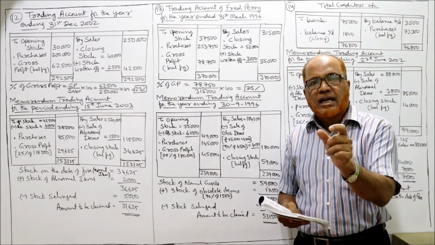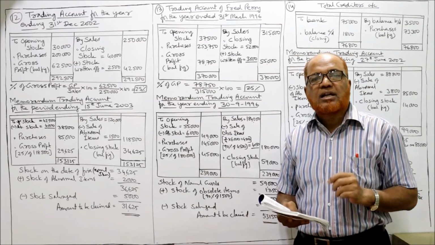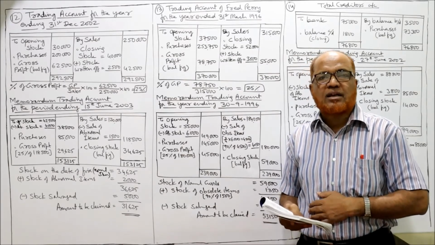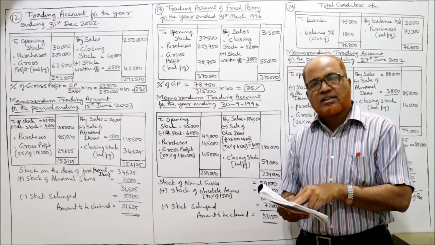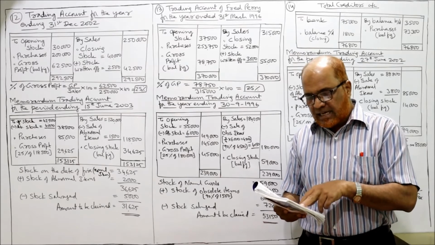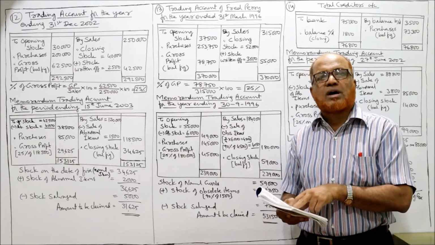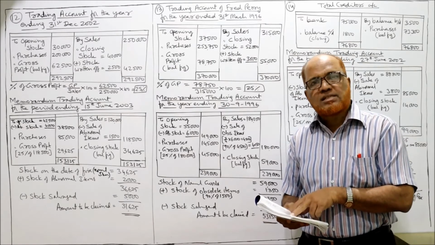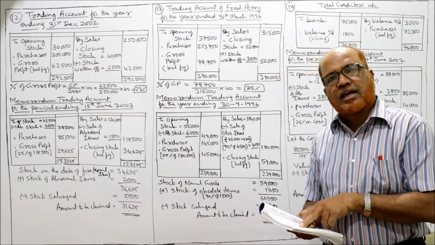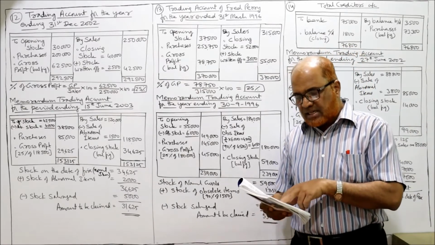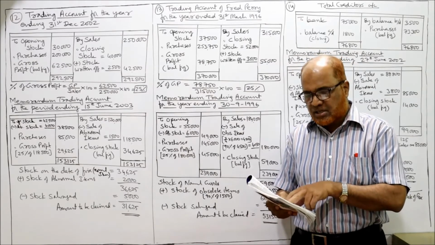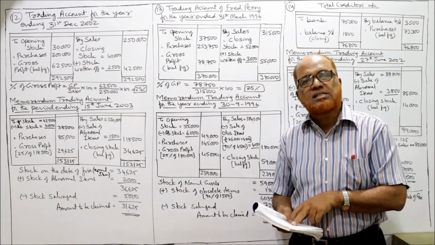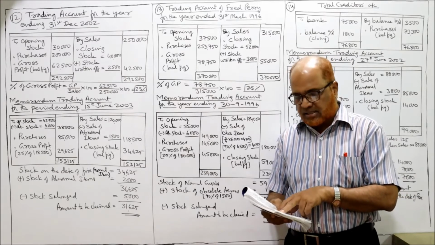So we make a trading account for the year ended 31st March 1996, last year. Purchase less returns for the year ended 31st March 1996. Sales less returns for the year ended 31st March 1996. So last year's data is given, we will make last year's trading account just like the previous. Purchase less returns up to 30th September 1996, current year's purchase. And sales less returns up to 30th September 1996, current year sales.